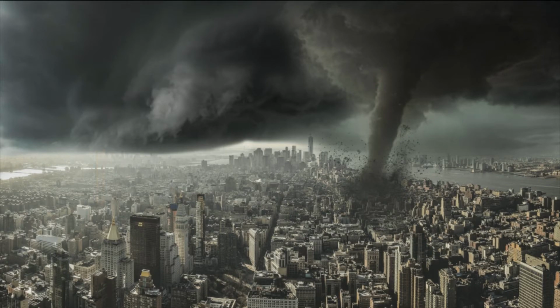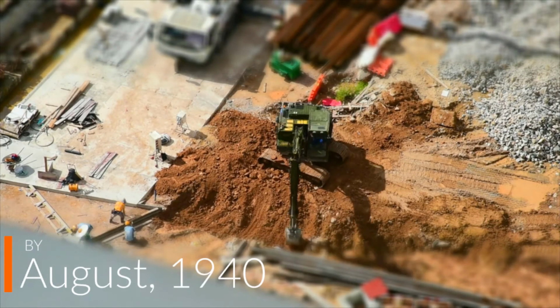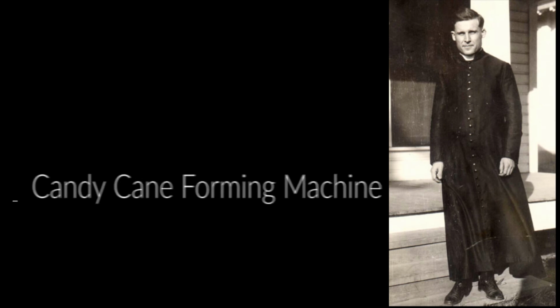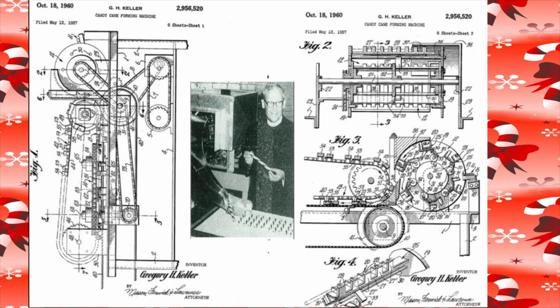A few short years later, on February 10, 1940, a tornado ravaged through Albany, Georgia's business district. Bob's Candies was leveled to the ground. By August that same year, they had rebuilt. On May 13, 1957, Gregory H. Keller, a Catholic priest and Robert McCormack's brother-in-law, patented the candy cane forming machine, which automated the process of forming the candies.